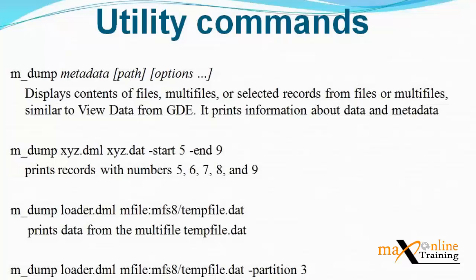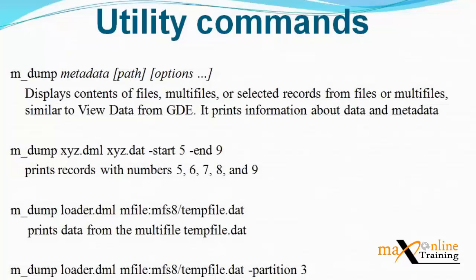Right. So for that purpose, we have m_dump. It is pretty much similar to view data in your GDE dialog to view a particular MFS file. It can list a serial file also. It prints information about data and metadata. There are multiple options for the m_dump command, and the requirement is you have to specify the DML along with the file name. The simple usage will be m_dump DML name, file name. So it will list the records one by one.